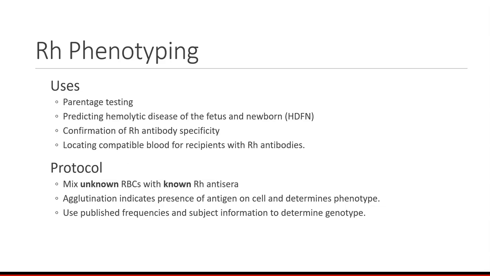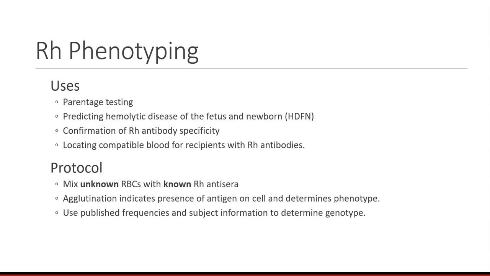Locating compatible blood for recipients with Rh antibodies. Once you identify an immune antibody in a patient's serum, you've added hundreds, if not thousands of dollars to their transfusion bill, because for the rest of their life, they must get antigen-negative blood. So if a patient has anti-Big E, you need to type the donors and make sure that they're Big E negative as well as cross-match compatible. And we'll talk about that more when we get into the identification of antibodies.